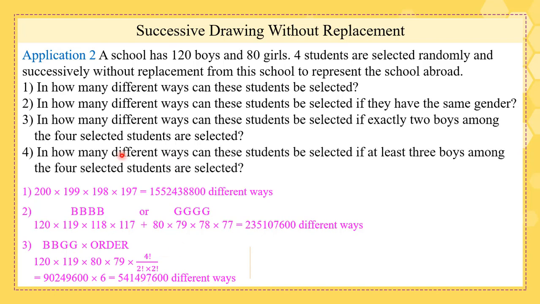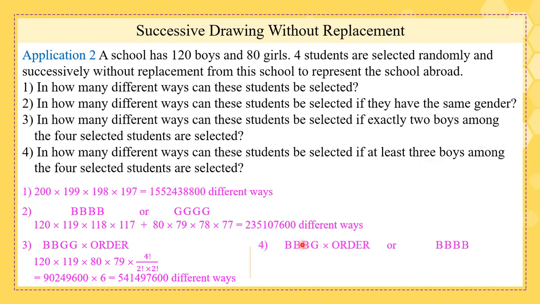Now let's see the last case. In how many different ways can these students be selected if at least 3 boys among the 4 selected students are selected? So we need here at least 3 boys. So we need 3 boys and 1 girl or 4 boys. This is the meaning of at least 3. Try also to do it alone. Remember we have 2 cases.